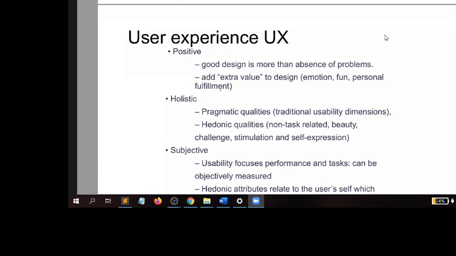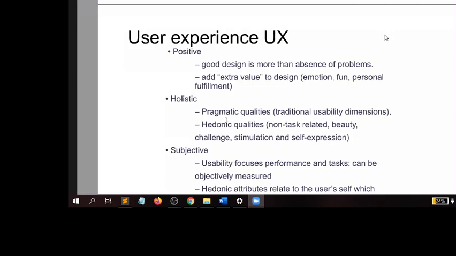User experience can be positive. That means a good design is more than the absence of problems. It's important to note that there will be problems, but it has to be good. The key thing is to add extra value to design, such things like emotion, make it fun, personal, fulfillment, among other things. Do not make people feel stupid when they are using your system. I think you have actually seen the other side. Emotional, let people connect with it. Be sure not to use colors which make people feel bad.